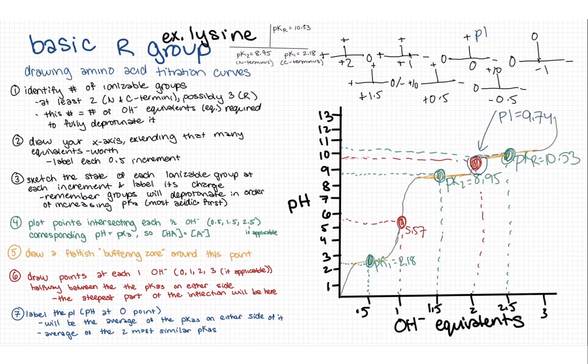Let's go ahead and label each of these different points. So we'll call this our A, B, C, D, E, F, and G. And now we have our titration curve and we're ready to answer questions about it if we need to.